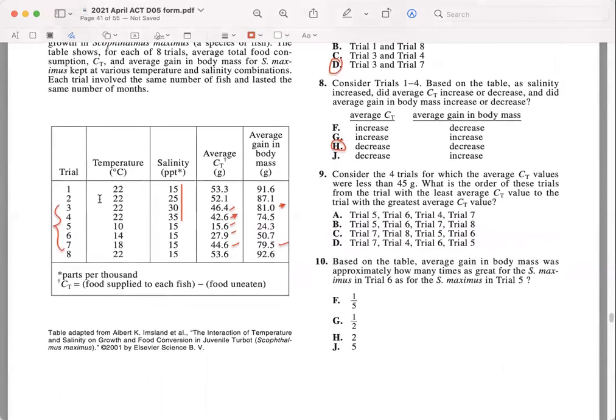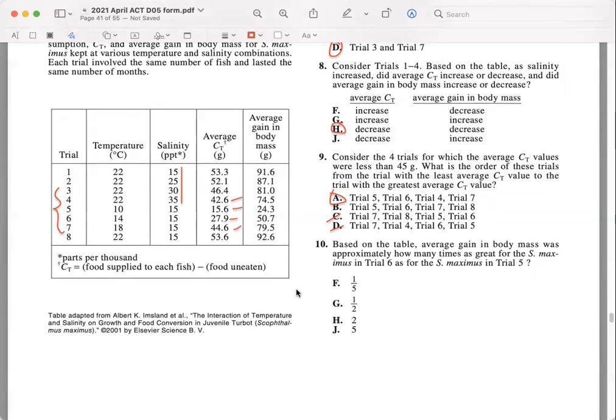Okay. Consider the 4 trials for which the average CT values were less than 45 grams. Okay. So let me just clear all of this because now we are looking at average CT value of less than 45 grams. Okay, so that was 1, 2, 3, and 4, these 4 trials. So what's the question then? What is the order of these trials from the trial with the least average CT value to the trial with the greatest? So least is trial 5. So I'll cancel C and D. Then the next is trial 6. And the next is trial 4 and then trial 7, right? So 5, 6, 4, and 7, option A.